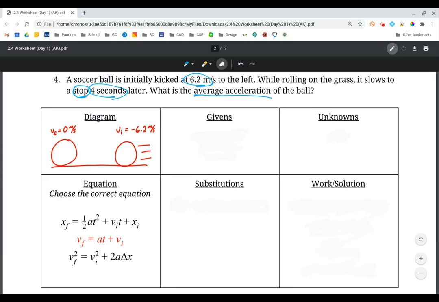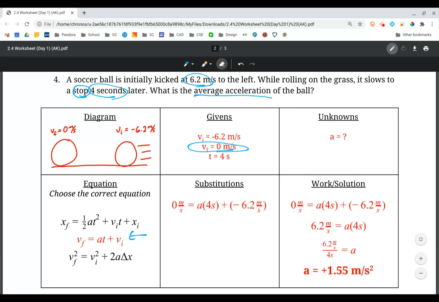And then for the givens, we have this initial velocity of negative 6.2 meters per second, and then this one might be somewhat complicated. The final velocity is 0, and that's because of the word stop. And the time it takes is 4 seconds. We're solving for the acceleration, and so as we look at the equations, this middle equation has all of the givens and unknowns that we are dealing with in this problem. We can substitute those values into this equation and then solve for A.